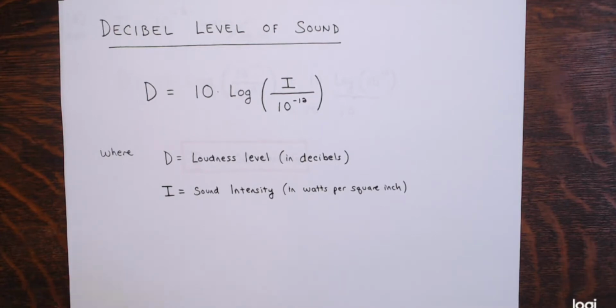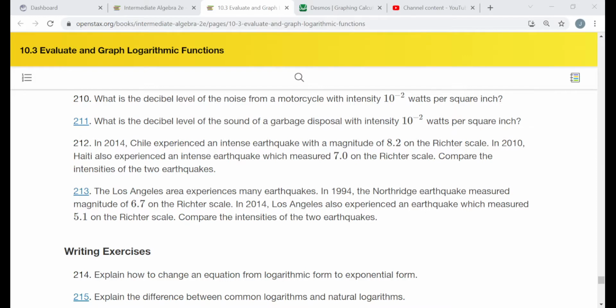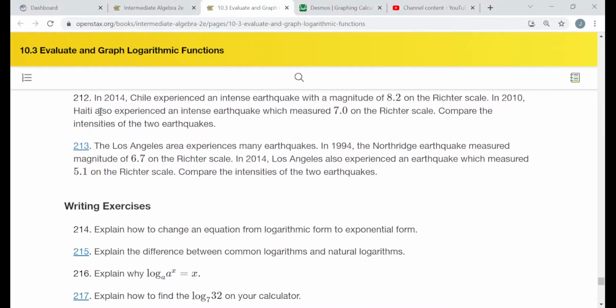All right, and then my final question that I'm going to cover here, number 212. This is about earthquake intensity. So a totally different model, not the decibel level of sound model, but another earthquake intensity model that is again given to you in the section. If you go back and read through section 10.3, you'll see it.